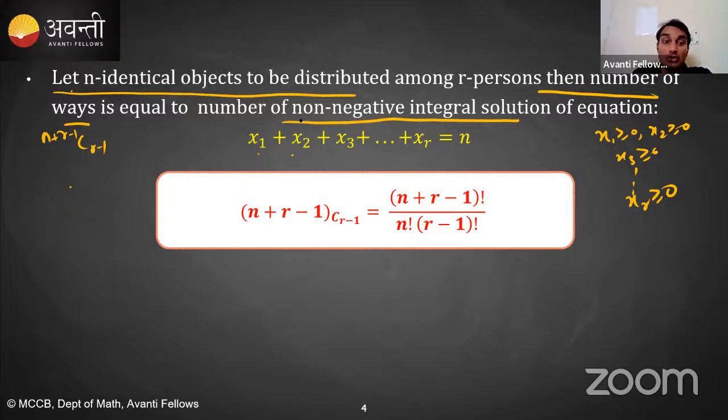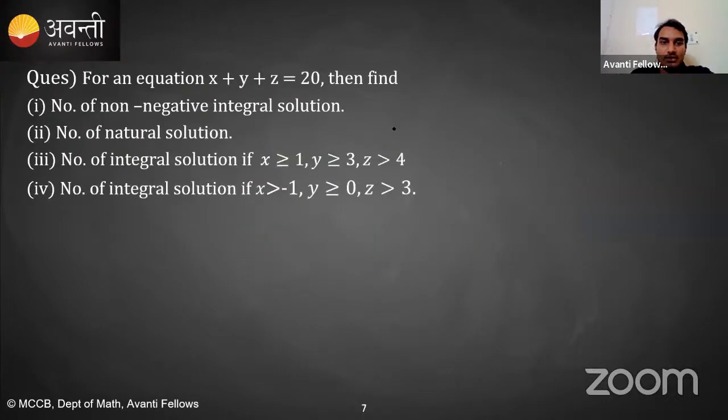Now you understand why non-negative, because x1, x2, x3, these all can be 0 also. So that's why it is a non-negative integral solution. Is this clear, everyone? Do you have any doubt in this concept? Just let me know quickly in the chat box. Okay. If it is clear, then let's proceed to the questions.